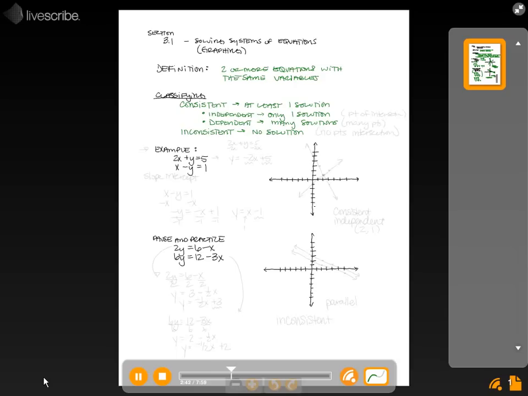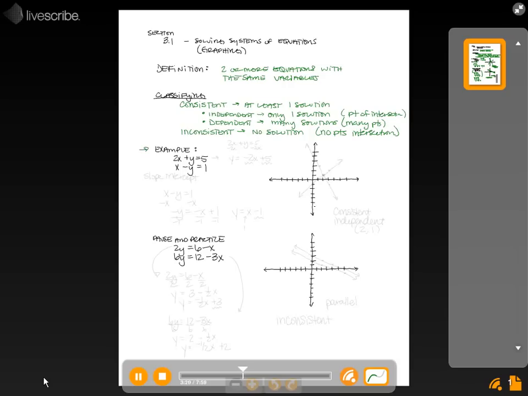Now we're going to be using graphs today. So when we graph these out, if it's going to be consistent independent, that means there's a point of intersection. Okay, those two lines are going to meet at some point. Consistent dependent means that there are many points of intersection, and inconsistent would mean there are no points of intersection. Okay, so keep that in mind as we're going to graph these.